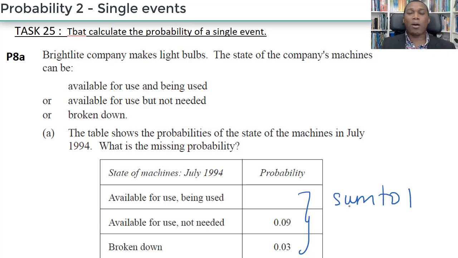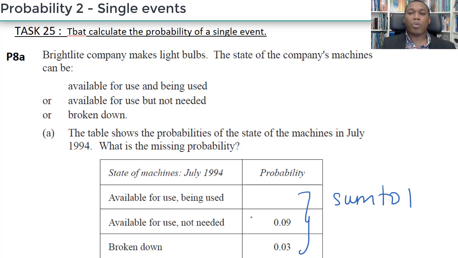All the different outcomes, when I add up all my probabilities, I should always get 1. Because once we have all the possible outcomes, it's either available, in this case to being used, available but not being used, or it's broken down. There's no other option. And if we have this outcome or the other, remember we talked earlier about the idea of or, meaning to add.